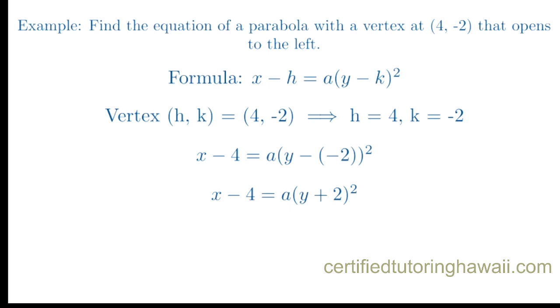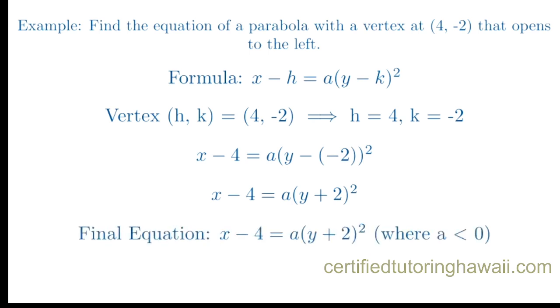Notice that since the parabola opens to the left, the value of a must be negative. The problem didn't give us enough information to find a exactly, but we've successfully set up the general equation for this parabola. So, our final equation is x minus 4 equals a times the quantity y plus 2 squared, where a is a negative constant. We have now learned how to write the equation of a parabola from its vertex.